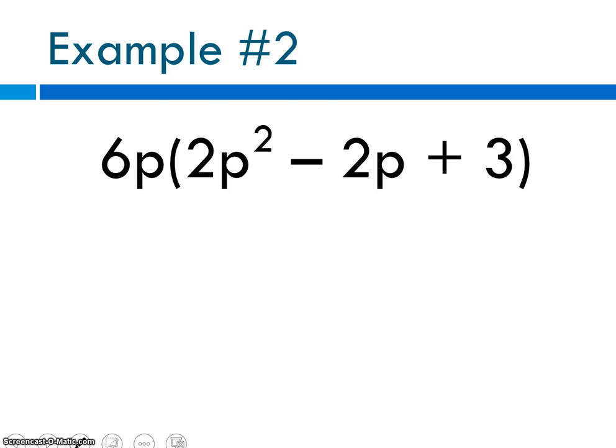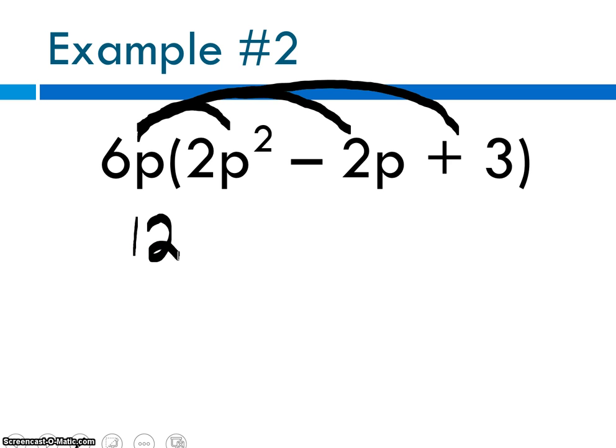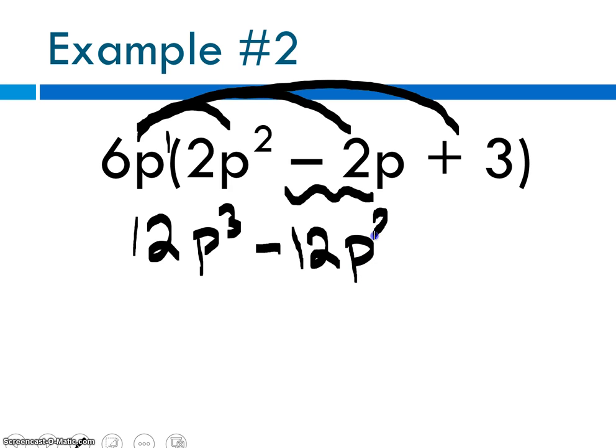So in the second one, we're going to multiply everything by a 6p. So 6 times 2 is 12. P times p squared would make p cubed, because we're adding our exponents. 6 times negative 2 is negative 12. And then p times p makes p squared. And then 6p times a positive 3 would make plus 18. And we just tack that p on. There are no like terms to combine, so this one's complete.